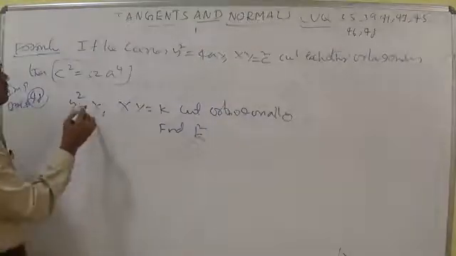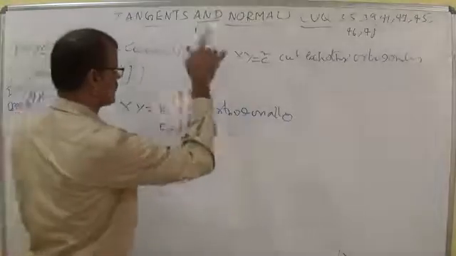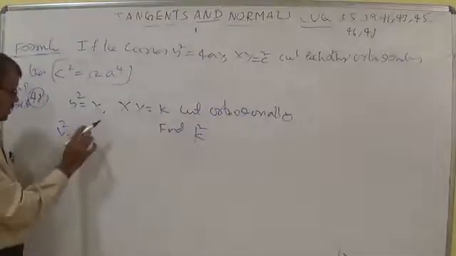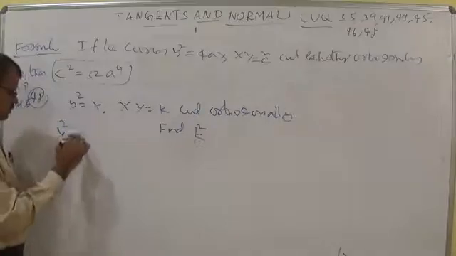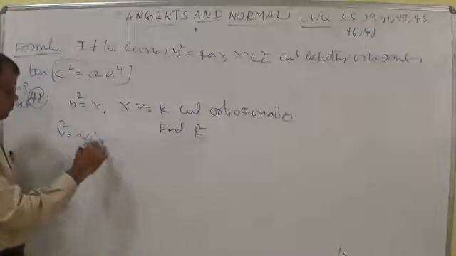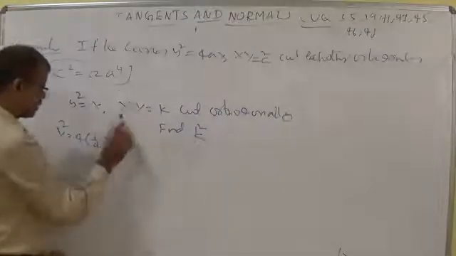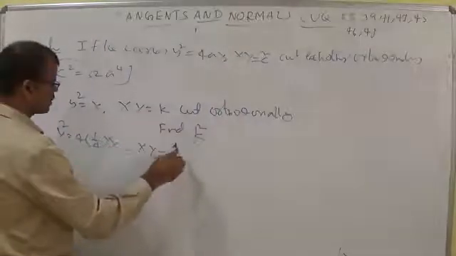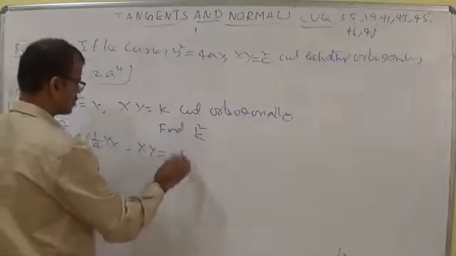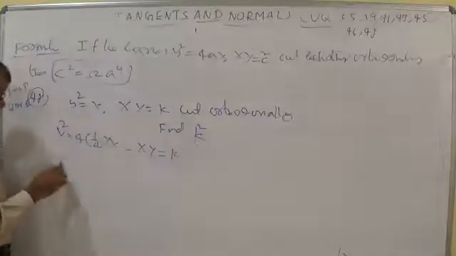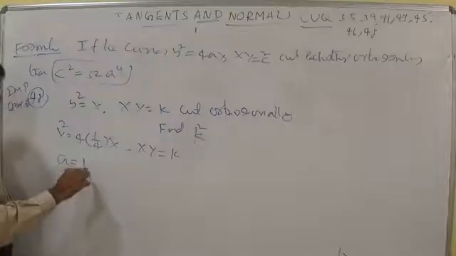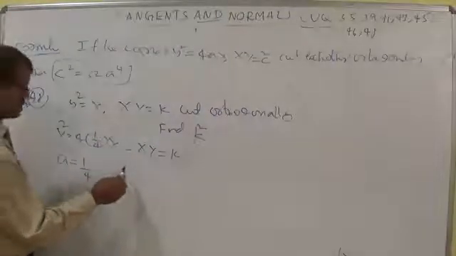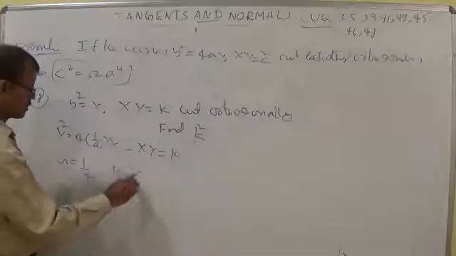y square is equal to 4ax I said, xy equal to c square I said. According to the formula you write here, y square is equal to 4 into 1 by 4 into x. Next to this one, xy is equal to c square. So xy equal to k, simply you write. What is the value of a here? 1 by 4. What is the value of c square here? k is equal to c square.